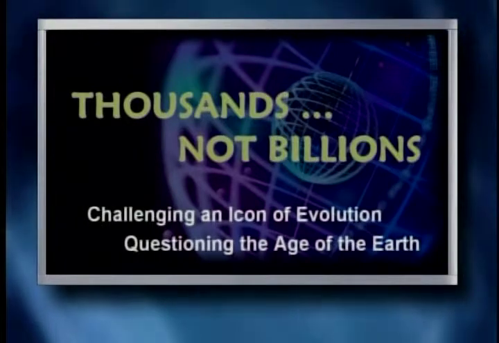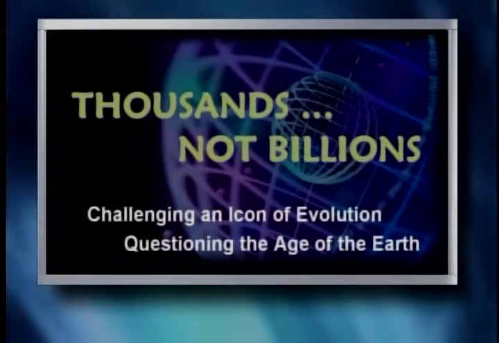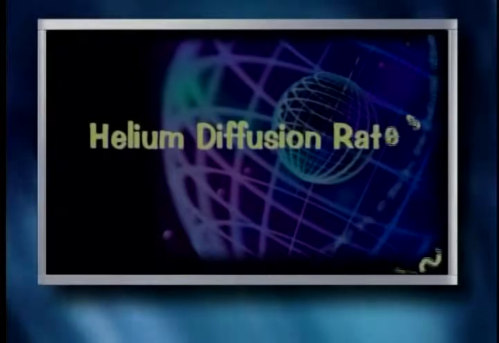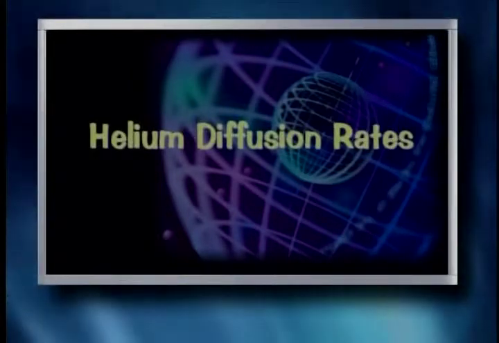And this really addresses what we call the icon of evolution, and we are actually coming up with alternative ages for the age of the Earth, which actually fit into the Bible. The first one we want to talk about today is helium diffusion rates. All right. This helium that's created in the rock by the decay of uranium becomes an alternative dating method or a clock for estimating how old the rocks are.